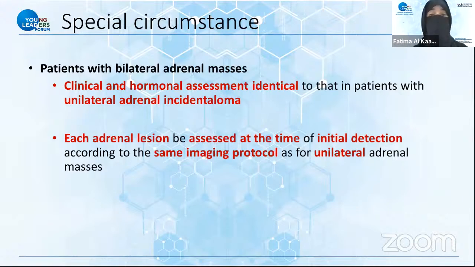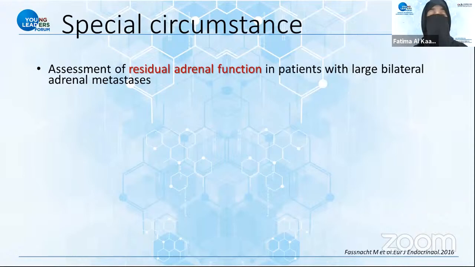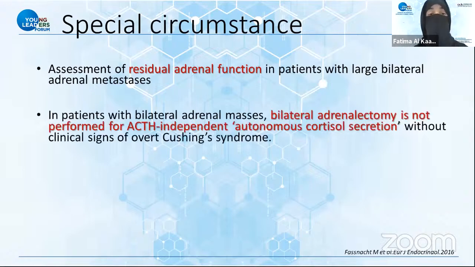Moving to the special circumstances, patients with bilateral adrenal mass should be assessed in an identical way to the patient with unilateral adrenal incidentaloma. So we should perform clinical and hormonal assessment, and also follow the same imaging protocol of unilateral adrenal mass. We should also keep in mind that when we have large bilateral adrenal mass with metastasis, we should assess the residual adrenal function.